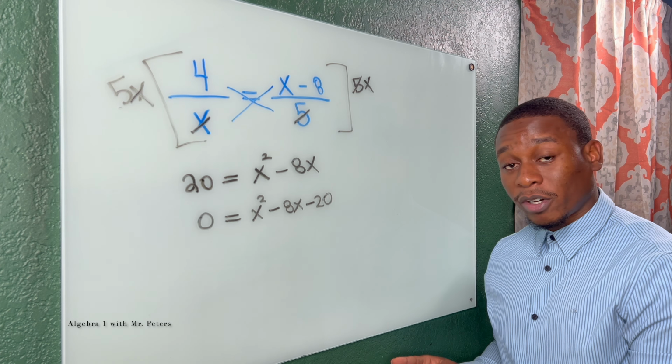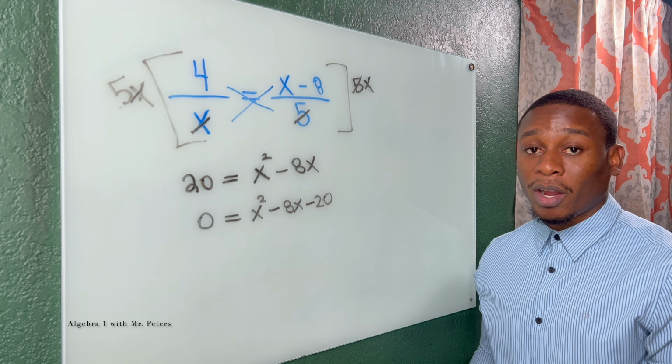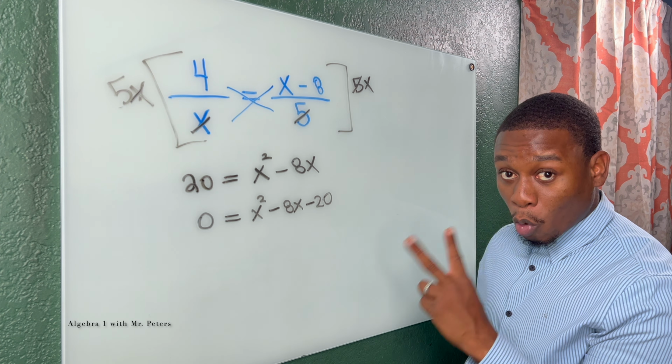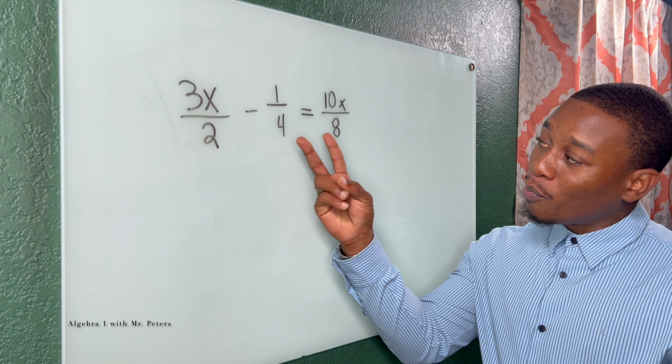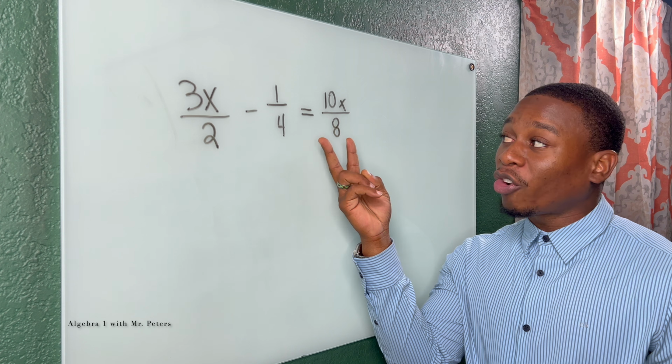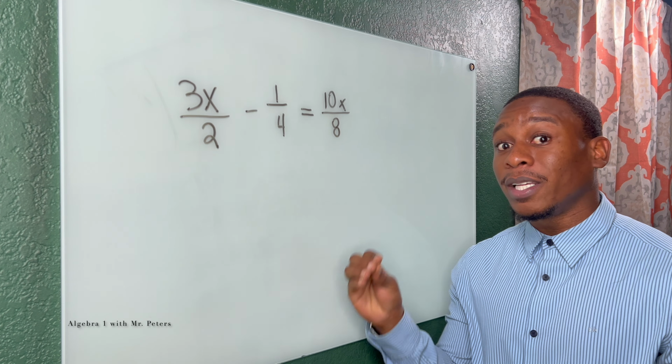Now we're going to go over into our second example, and please stick around because now we're going to have more than two fractions. How would we solve? In this example, we have more than just the two fractions, meaning creating that proportion is a little bit different.